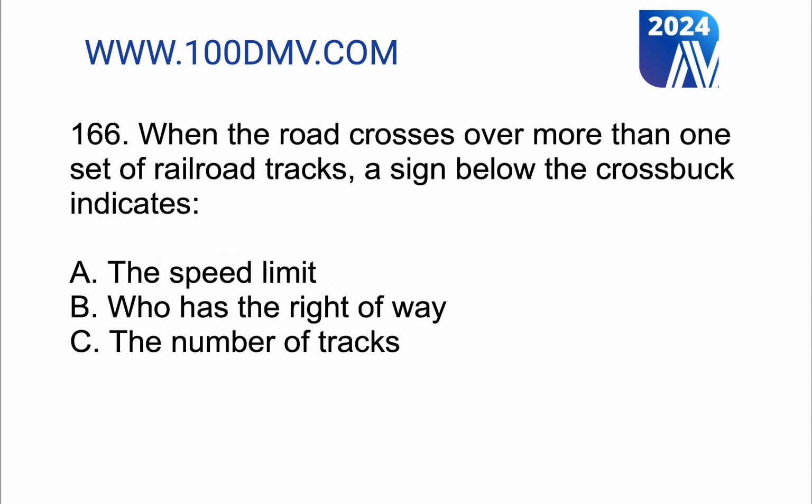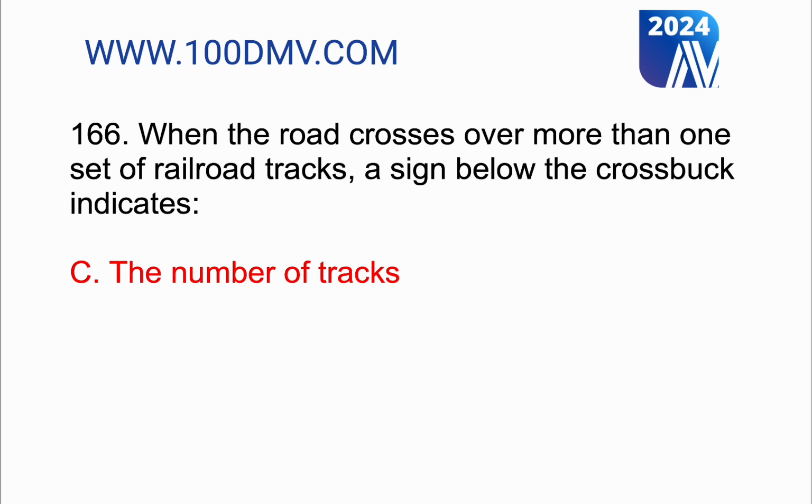166. When the road crosses over more than one set of railroad tracks, a sign below the crossbuck indicates: A. The speed limit. B. Who has the right of way. C. The number of tracks. The correct answer is C, the number of tracks.